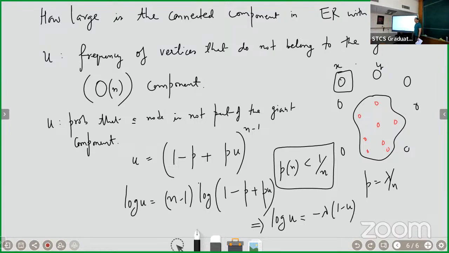So what does this equation look like? Very familiar equation. Now you can take away the log. U is equal to e to the minus lambda times (1 minus u). This is not a bad equation. It's very similar to what we did for computing the extinction probability, eta. But that's not very difficult. Then you can easily show that if lambda is 1, there is no other solution.